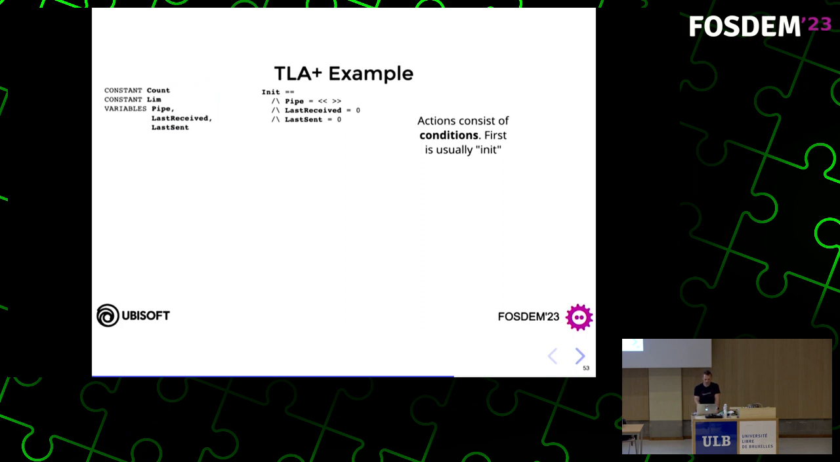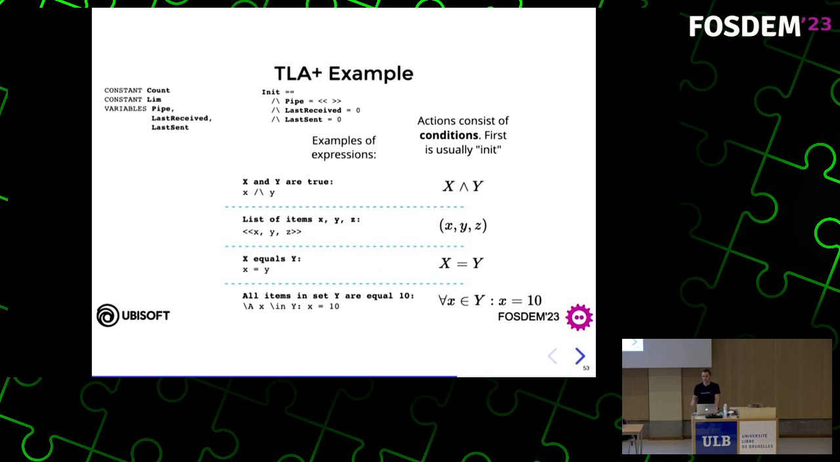In TLA+, every action is a set of mathematical conditions combined with some mathematical operators, like the and operator, or operator, or list or set operator, or complex operators like the all items in a set comply with the condition operator, and many more other operators which you can use in your actions. And the first action is always initialization, where you give initial values to your variables. Here I say that storage pipe is an empty list and my counters of sent and received items are 0.